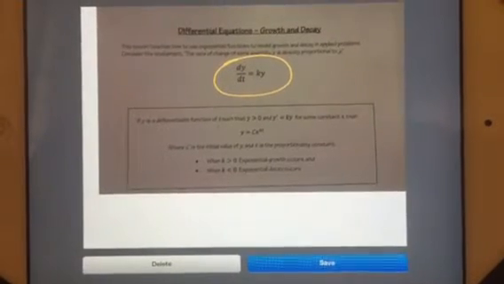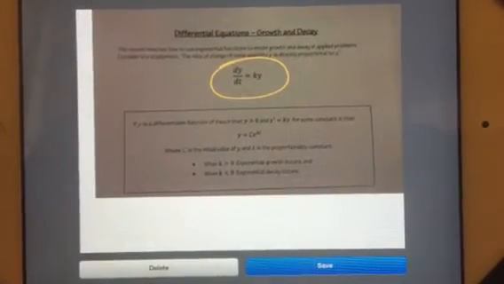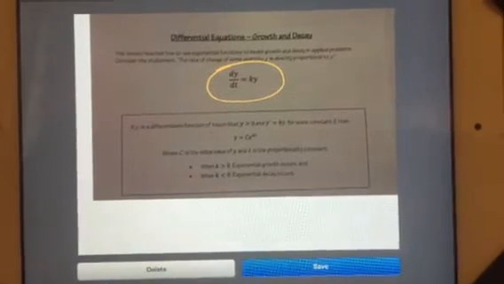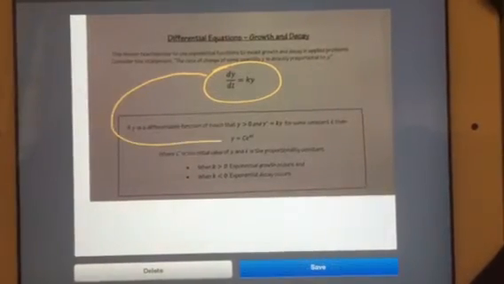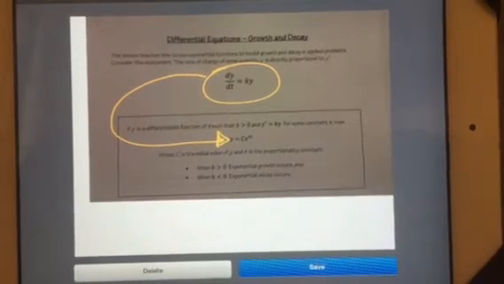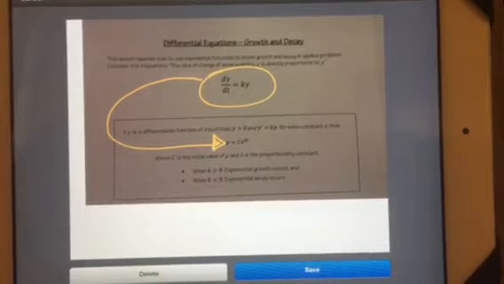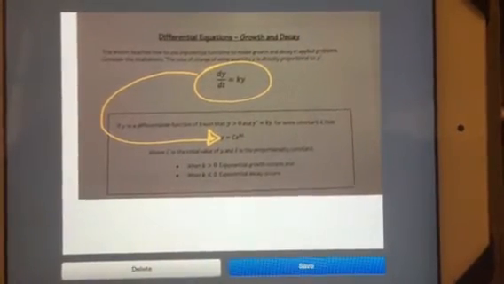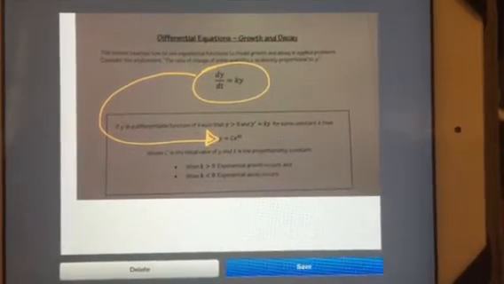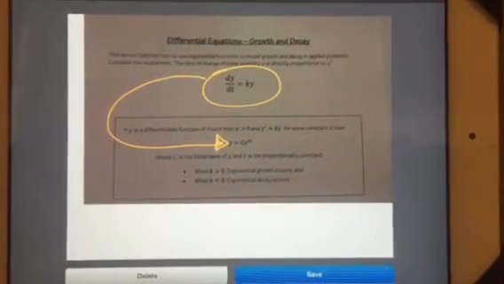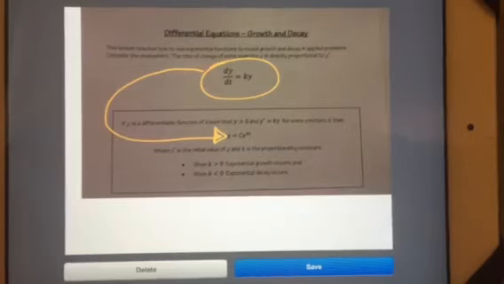dy over dt is equal to ky. But not only that, if we were to take the integral of this and solve for it, which we will do in example 1, you end up using this function here. y is equal to ce to the kt, where c is the initial value and k is your proportionality constant. If k is greater than 0, then you have exponential growth. If you have k less than 0, then you have exponential decay.